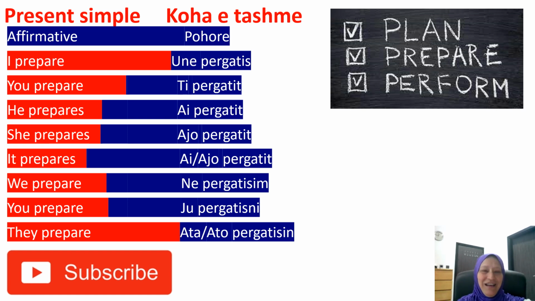Let's continue. I prepare, un përgatis. You prepare, ti përgatit. He prepares, ai përgatit. She prepares, it prepares. As you can see, just like in English, in he, she, and it, the form of the verb is the same. So we have përgatit, përgatit, përgatit.